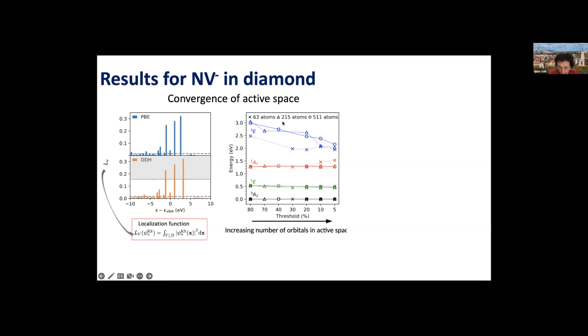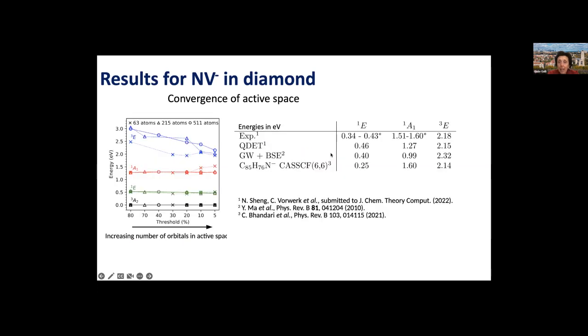This is the central panel here, as a function of the number of atoms that are present in the big environment, and we converge them. This is why it is so important to see that we are able to do calculations with 500 atoms to really converge our calculation. And these are our results.